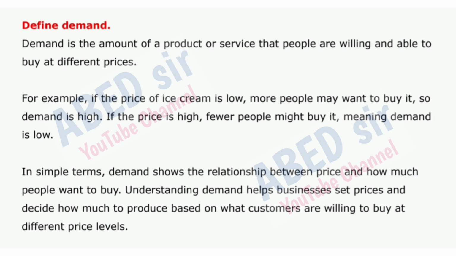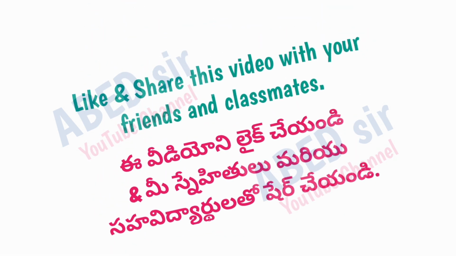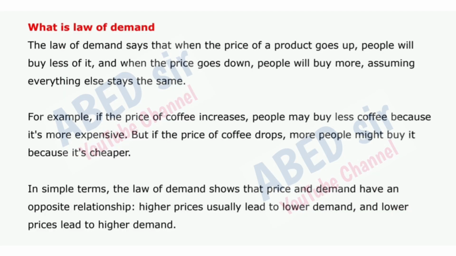In simple terms, demand shows the relationship between price and how much people want to buy. Understanding demand helps businesses set prices and decide how much to produce based on what customers are willing to buy at different price levels. Next important short question is, what is law of demand?